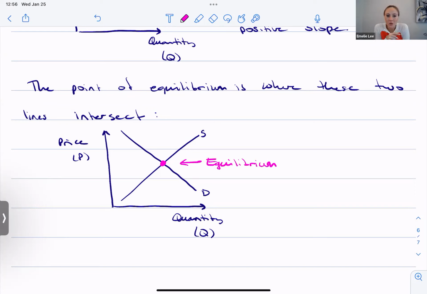So what we're going to do is find the value of P and the value of Q at that point of equilibrium. What does that sound like? Sounds like we're solving a system of equations, which we are. So here, there's some Q at equilibrium and some P at equilibrium.